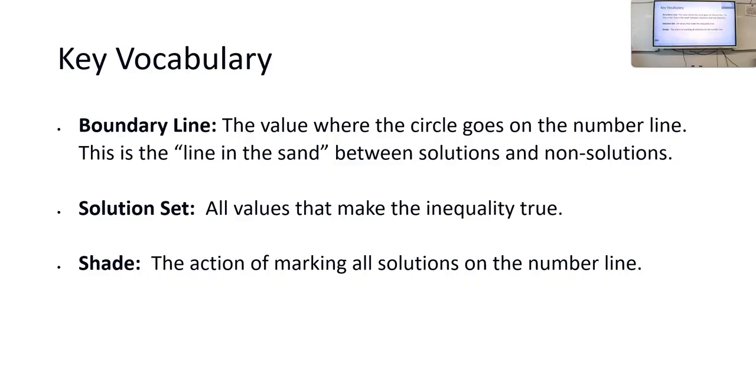First off, you need to know what the boundary line is. That's the value where the circle goes on the number line. This is the line in the sand between solutions and non-solutions. But instead of a circle, it's actually going to be a line. Solution set is all the values that make the inequality true. And the shading is the action of marking all solutions on the number line, or in this case, on the entire graph.